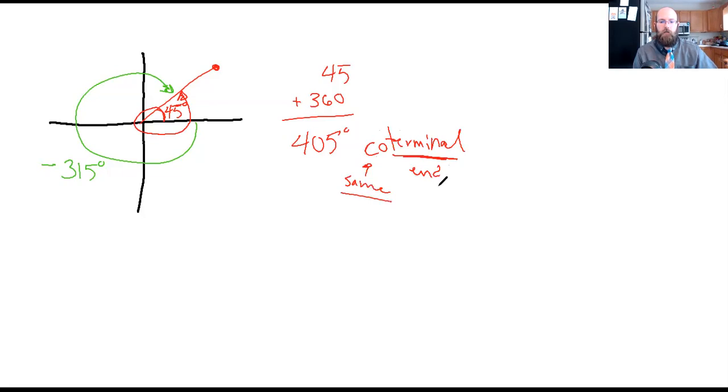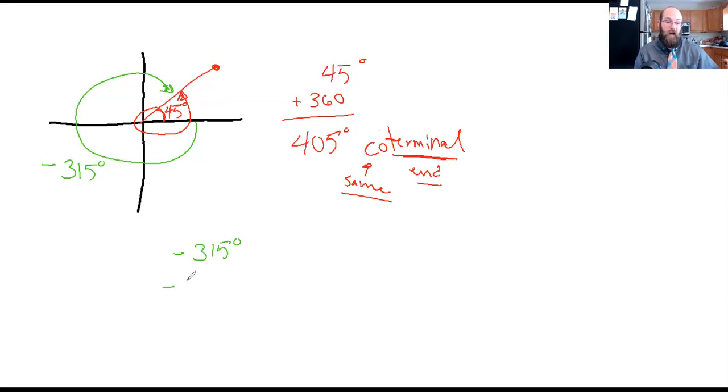So they have the same ending, the 45 degrees and the 405. They end at the same spot. And the same works in the negative. So let me switch my color back to green. I have negative 315 degrees.